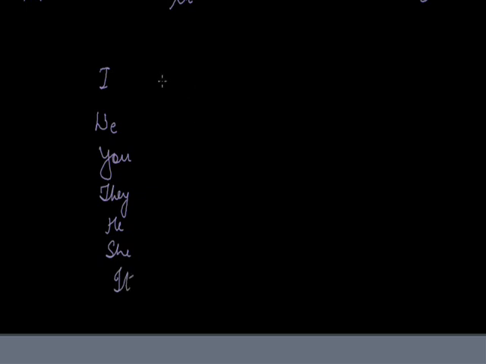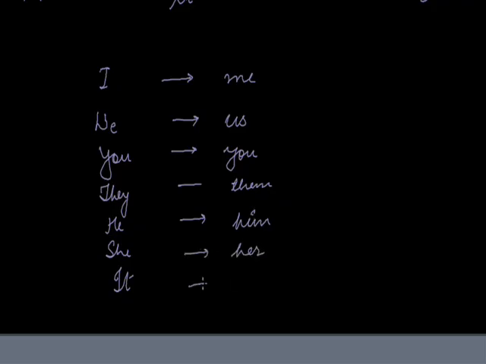So I gets changed to me, we to us, you as it is, they to them, he to him, she to her, and it to itself. Let's take an example of present perfect.